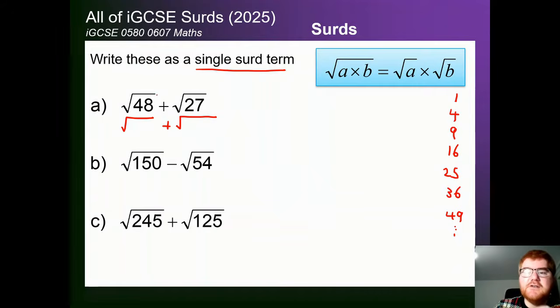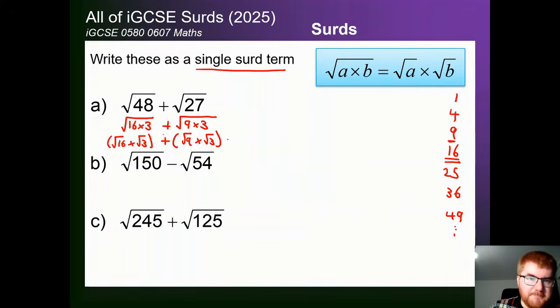Notice 48 here is an interesting number because 4 goes into it, 4 times 12. However, the bigger the number, the less work we have to do later. So the key thing to notice here is actually we have a bigger number that fits in, specifically 16 times 3. 27 here, we can use the idea of 9 times 3. We've seen that same idea before. And the reason that we've done this, we've now split this with a square number. So we have then the root of 16 times the root of 3 plus the root of 9 times the root of 3.